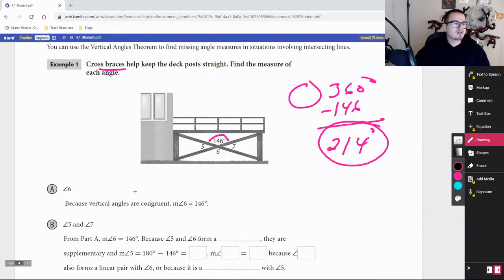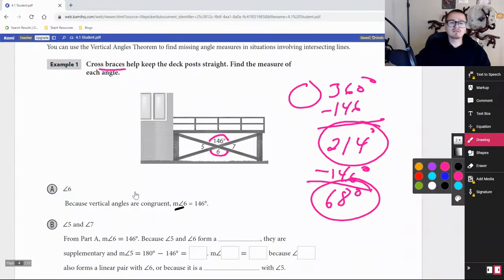Because the vertical angles are congruent, and we've proven this, this, I'll mark it in pink, is going to be the exact same. So that's another 146. So we can take another 146 away from this. 70 on top of that would take it too far, so it would be 68 degrees. There's 68 degrees left for angles 5 and 7. So 5 and 7 are also going to be vertical angles.